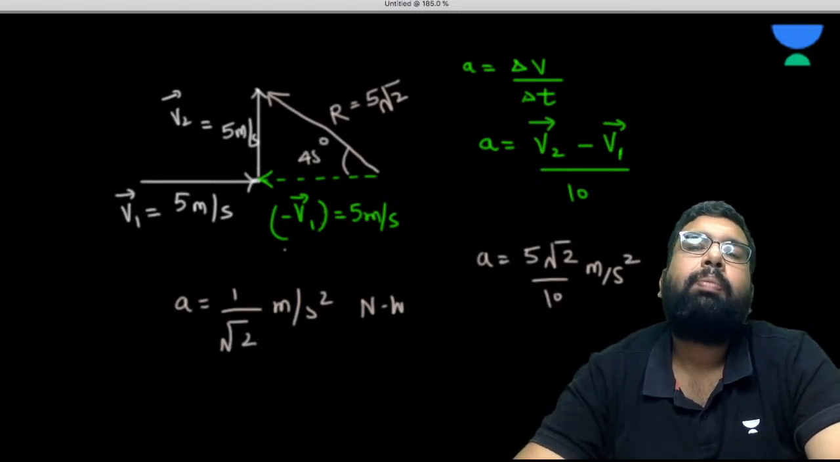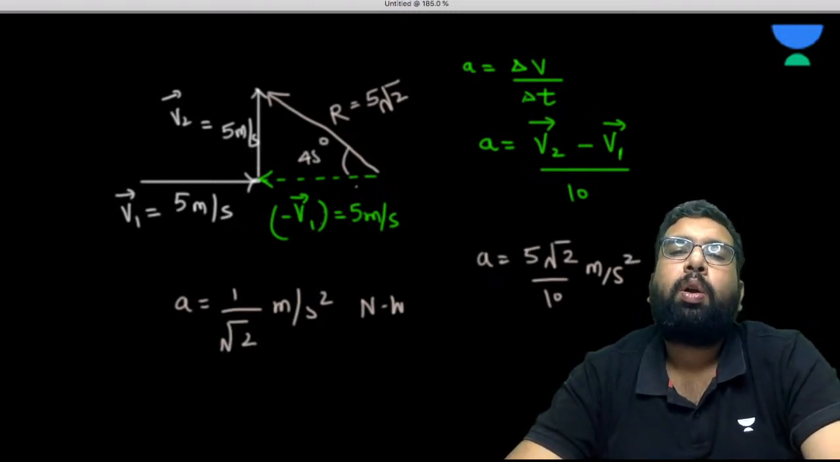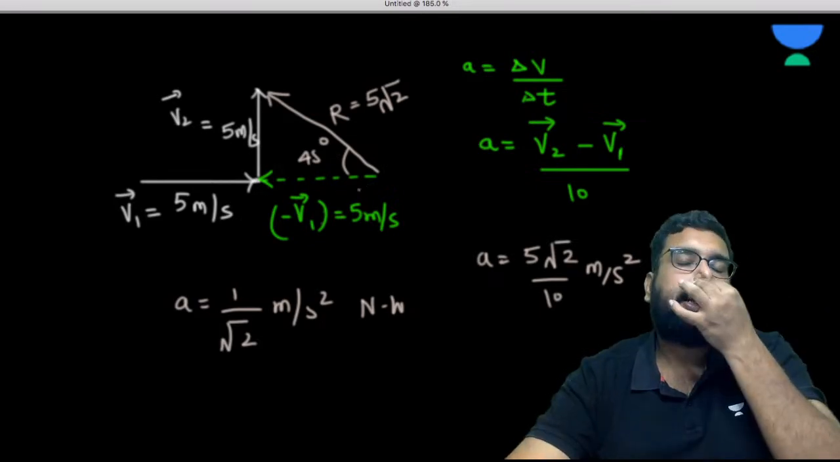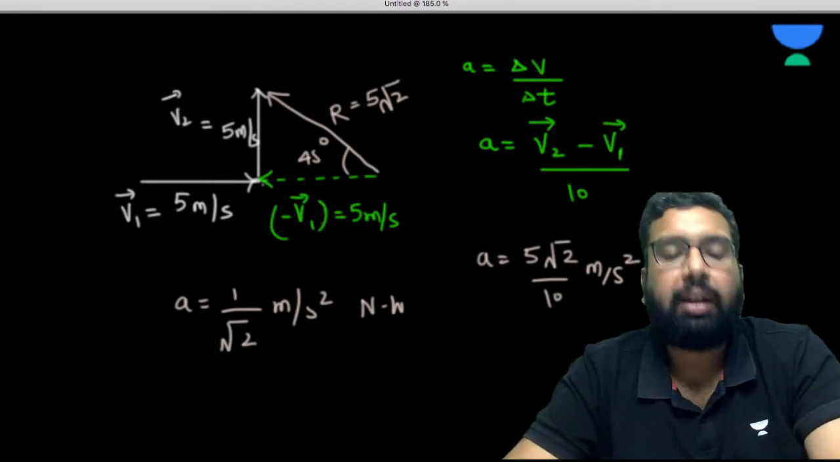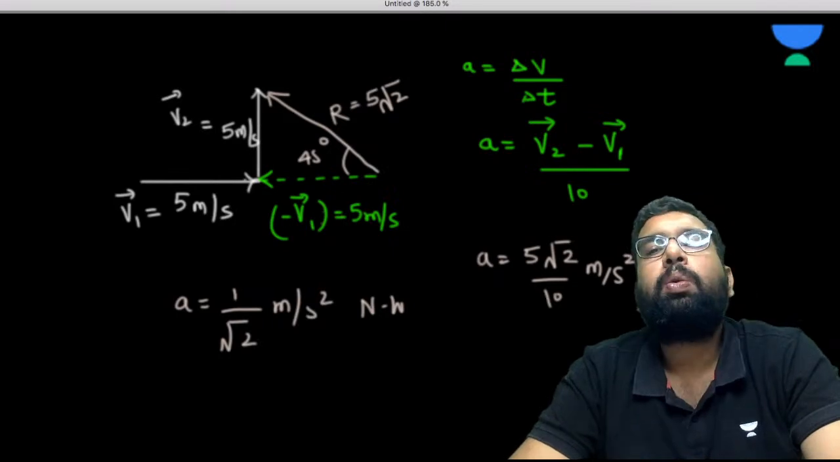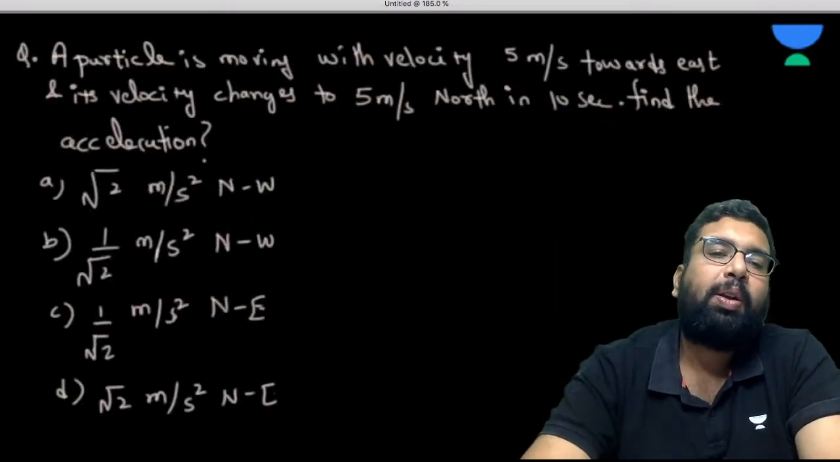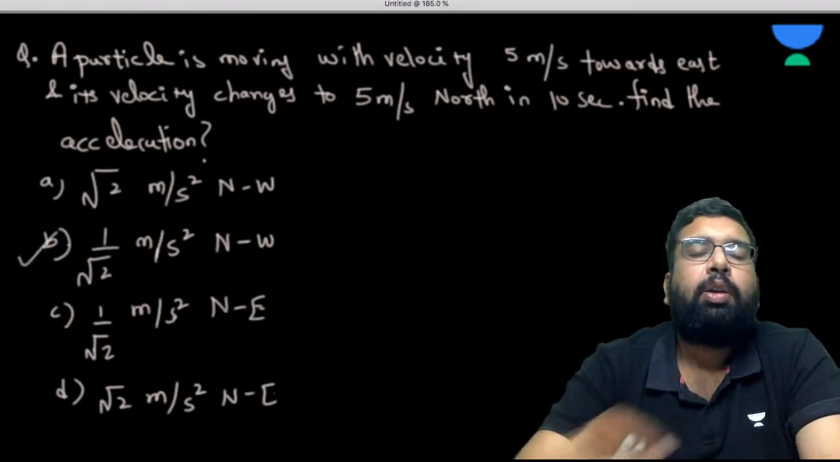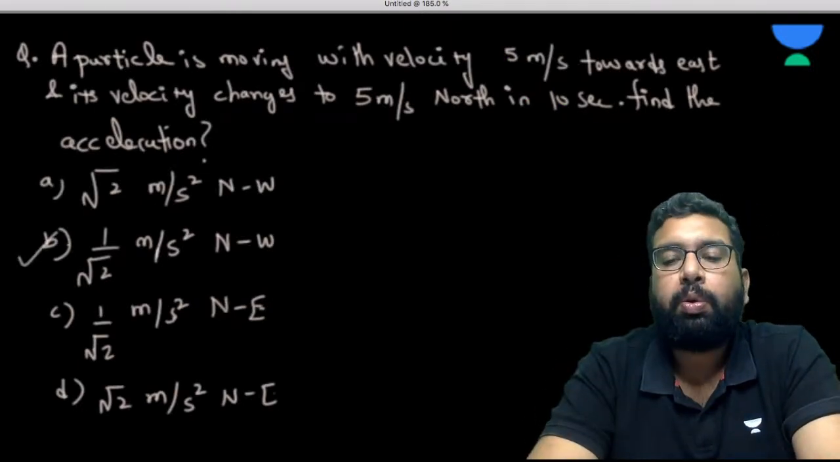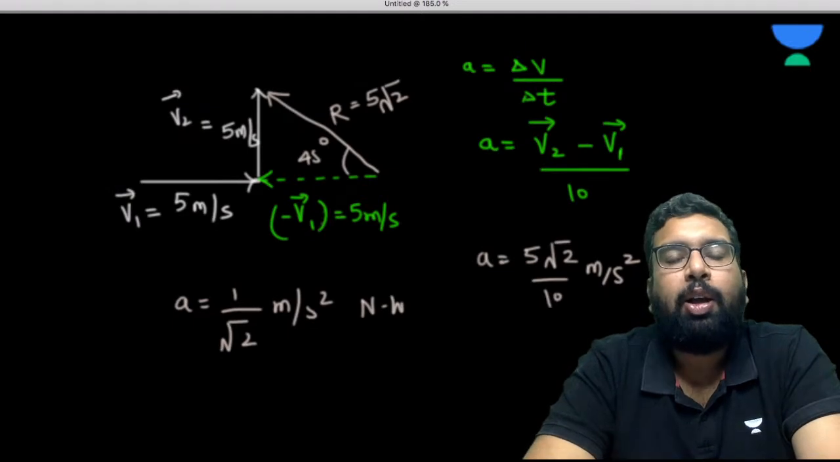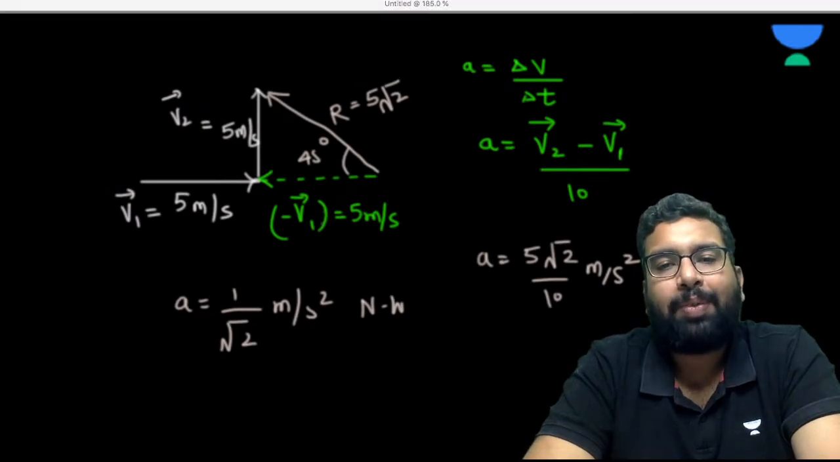You could do it by parallelogram also. If you take this minus v1 vector at the tail, so you connect them tail to tail, you'll see the diagonal of the parallelogram. From there also, you'll get the same answer. So it is going to be 1 by root 2 meter per second square in the northwest direction. I hope it is fine to you.